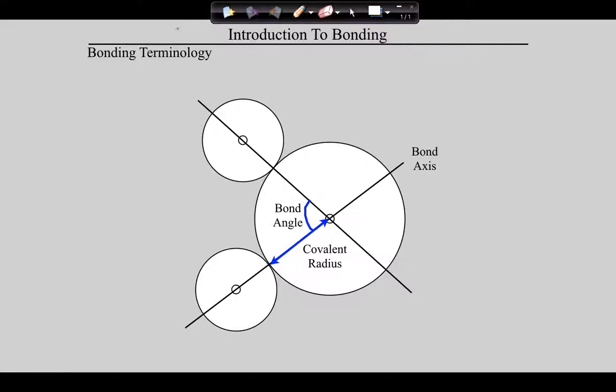Guys, watch right here. Now draw a line that connects the two nuclei. We're almost done with terminology. So guys, that distance between the two nuclei actually, of course, has a name as well. It's called the bond length.